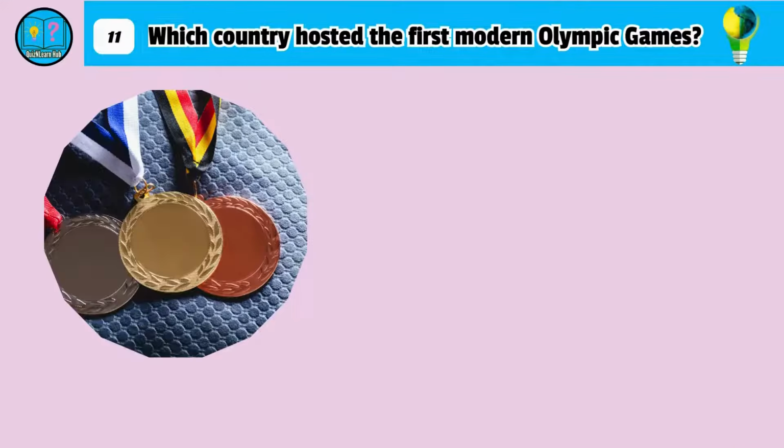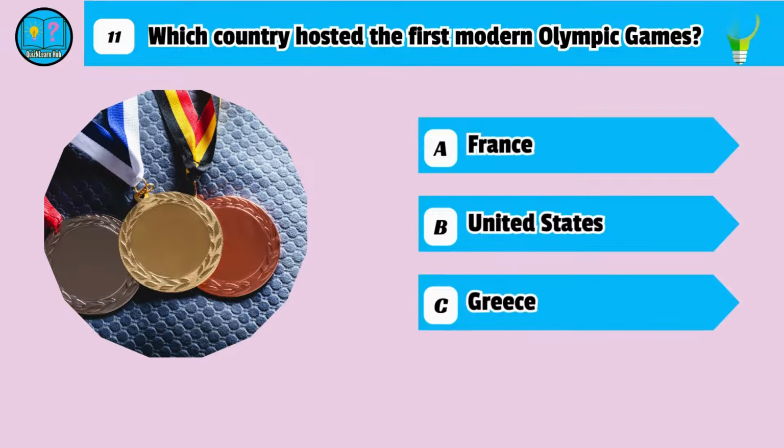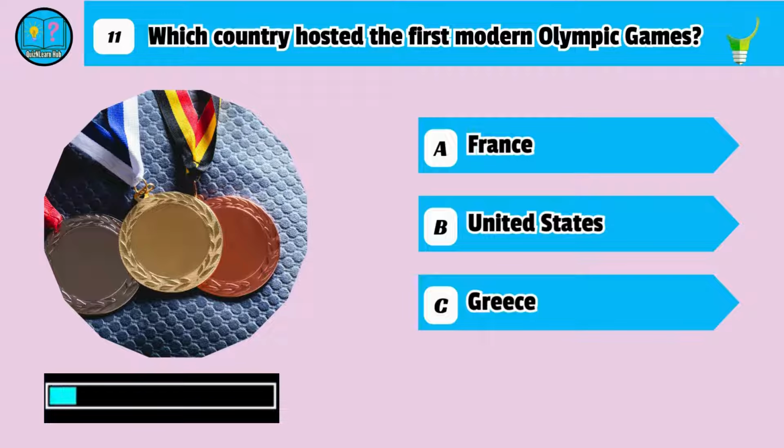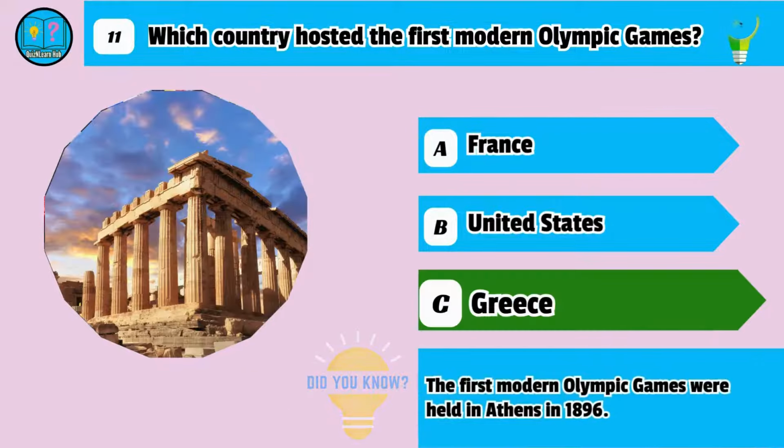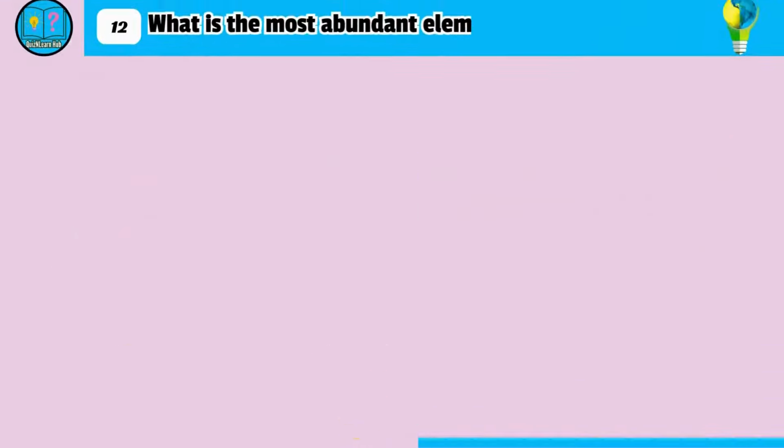11. Which country hosted the first modern Olympic Games? France, United States, Greece. Greece. The first modern Olympic Games were held in Athens in 1896.